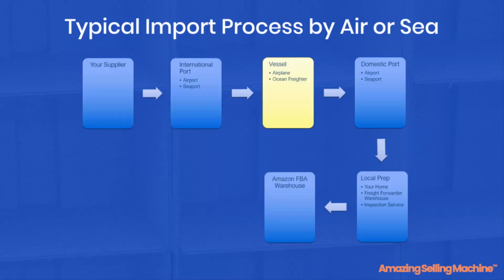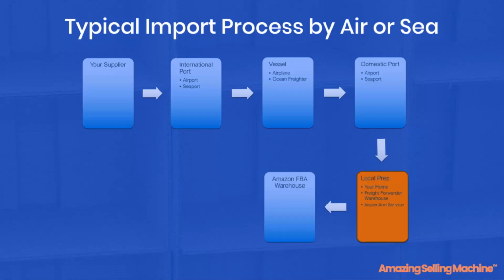Then from there, the products are loaded onto a vessel, and it can be either an airplane or an ocean freighter. And then they travel across the ocean and finally arrive at the domestic port, which is the port in the country that you'll be selling in. And again, this can be an airport or a seaport. From there, the products are then delivered to some type of local prep location. This can be your home, it can be a freight forwarder's own warehouse, or an inspection and forwarding service that you've hired. Now, it's at this point that once the products look good, that you generate the shipping labels, either UPS or FedEx, from inside of your Seller Central account. Then the products are picked up and shipped off to Amazon's FBA warehouse. That's the entire process in a nutshell.